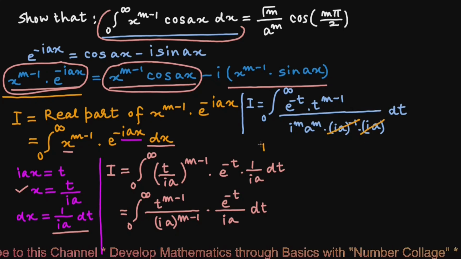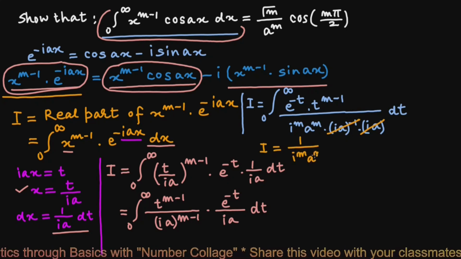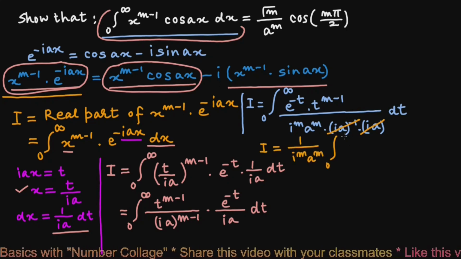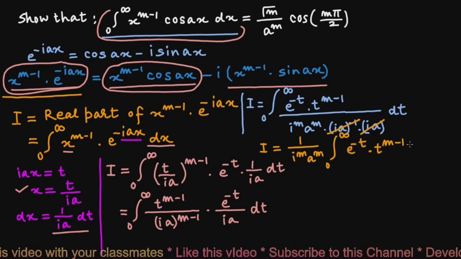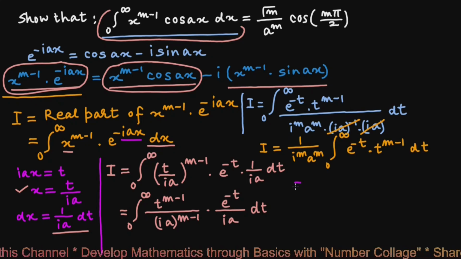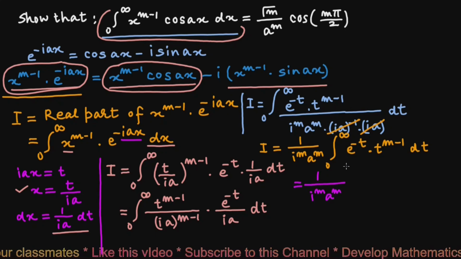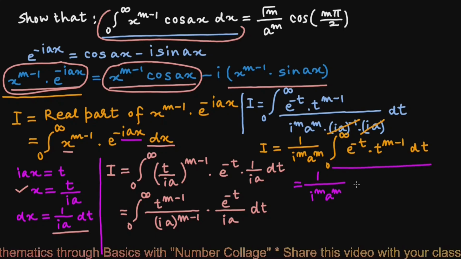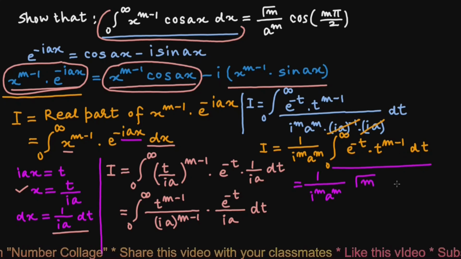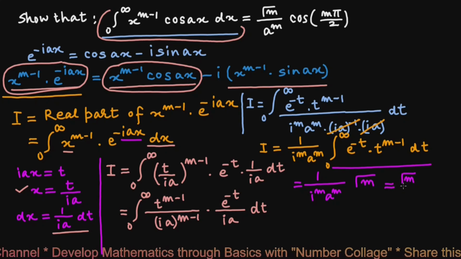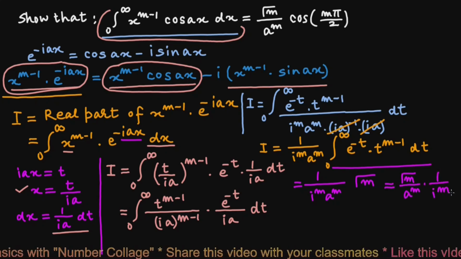So the integral becomes I equals 1 upon i raised to m into a raised to m, integral from 0 to infinity of e raised to minus t into t raised to m minus 1 dt. This will be 1 upon i raised to m a raised to m, and according to the gamma function, this will be gamma of m minus 1 plus 1, that is gamma m. This we write as gamma m upon a raised to m into 1 upon i raised to m.